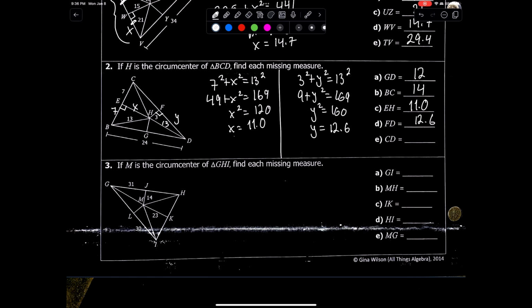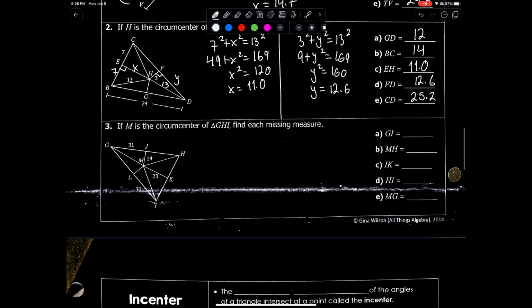And now if you want CD, well, that's the whole length. That's twice whatever we just found. So 12.6, multiply it by 2, you get about, that's a 1.2, that's a 24, so that's a 25.2. We're good. We're done. Fantastic. Great. Okay. Number 3 is yours.